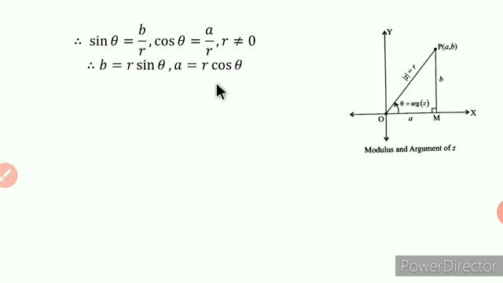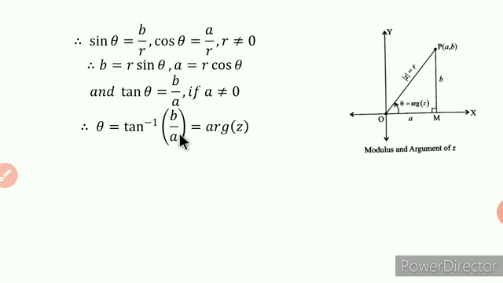From this we can find the value of tan theta. It is B upon A, if A is not equal to 0. Therefore theta is equal to tan inverse of B upon A, and theta is nothing but the argument of the complex number, that is, the argument of Z.